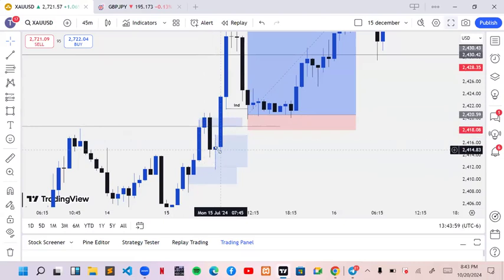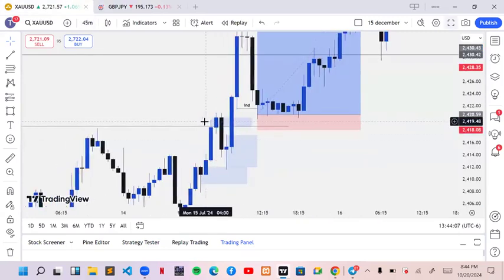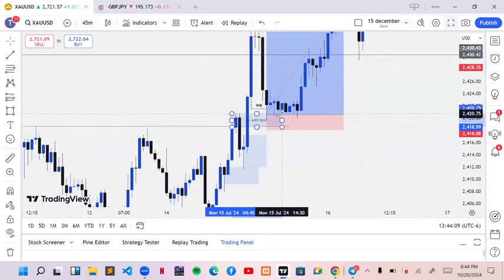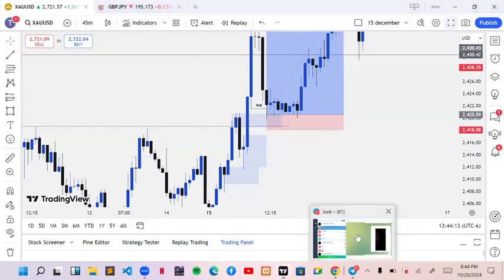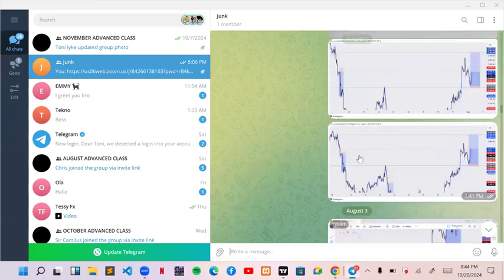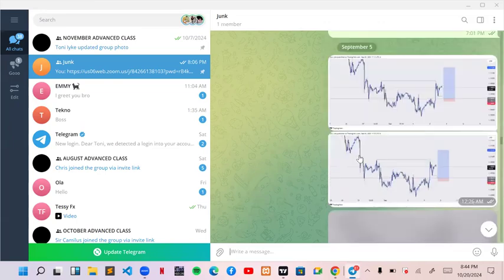But which point of interest are we going to use? The fourth rule, we pay attention to it. That should be the point of interest that's closest to liquidity. That was why this breaker block was used as entry here. And then when price tapped it, it started reversing. I think I have the trade when I took them. Let me see if I can find it.